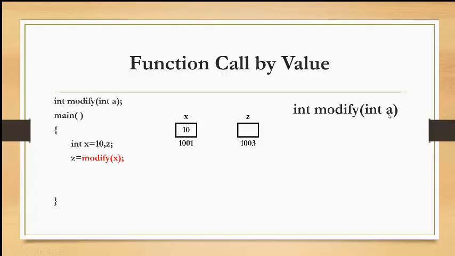So a copy of the variable x is being created. Whatever value x is going to hold, that value copy is being created through the formal parameter that is a. So my compiler is going to create another memory space for the value 10 in the name of the formal parameter a.